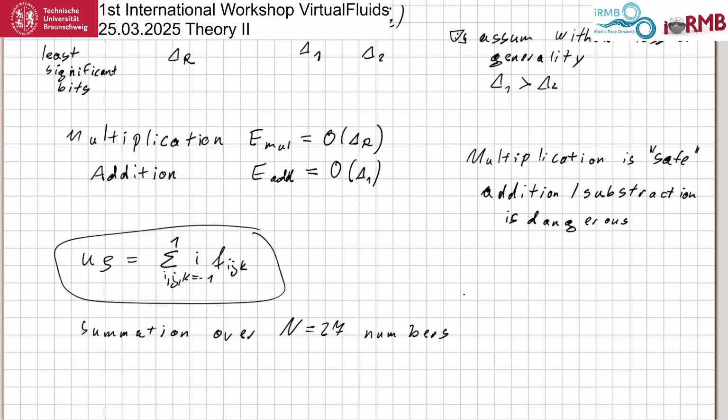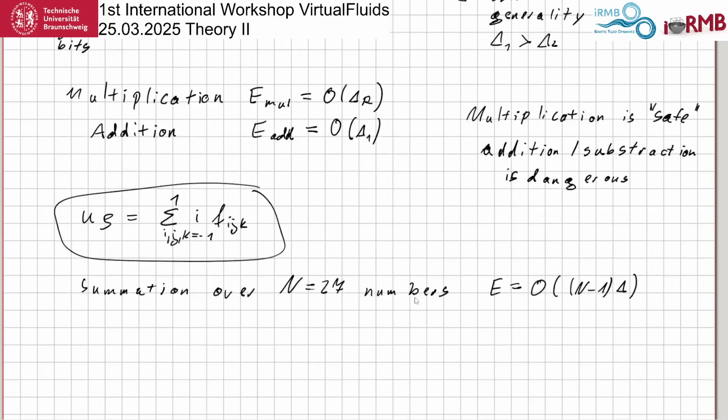So the error that you would expect of these would be related to, okay, if you add up n numbers, you have n minus 1 additions, right? So it's n minus 1 times the delta, which is the least significant bit of the largest one between each of the two. But for the purpose of this analysis, we assume that this is constant. Otherwise, this wouldn't work.